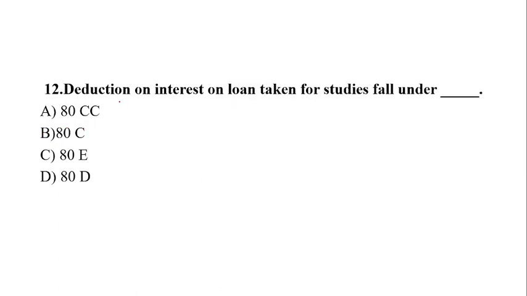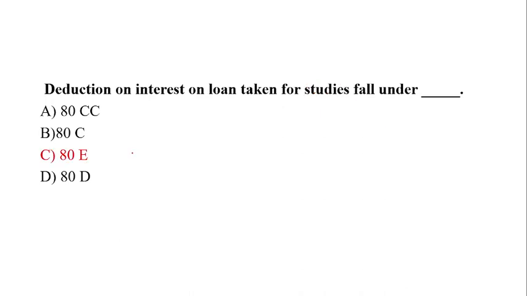Then question number 12, deduction on interest on loan taken for study. Study is related to education. So which section does it come under? E for education. Option C is the correct answer. He will get a deduction under section 80E. Here is the right answer.